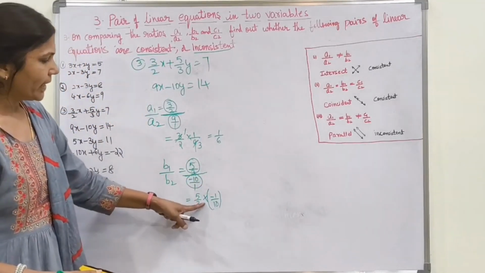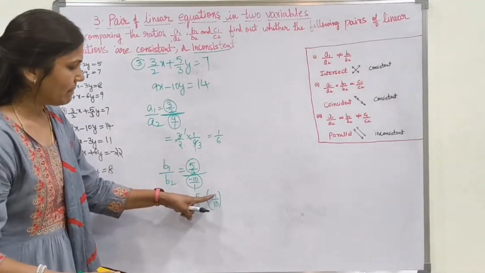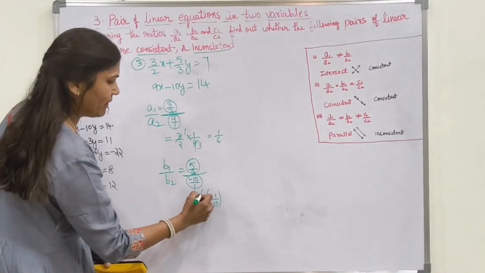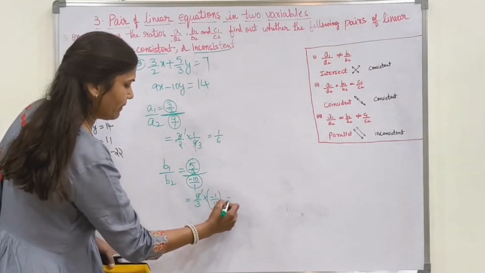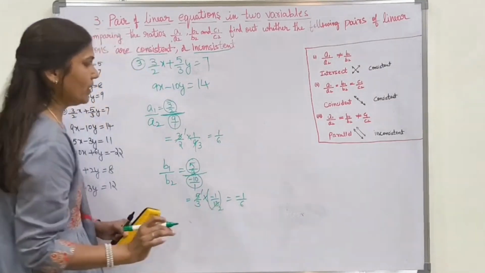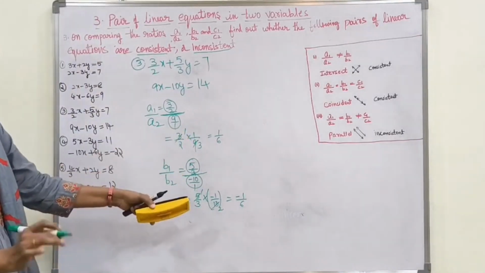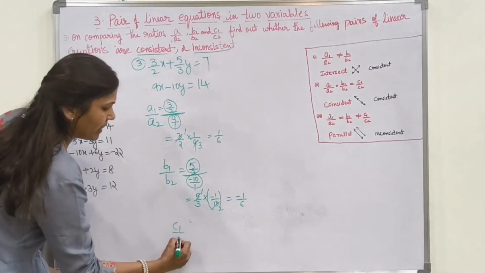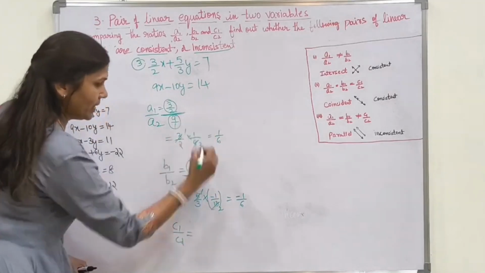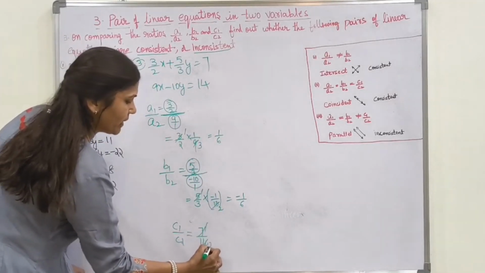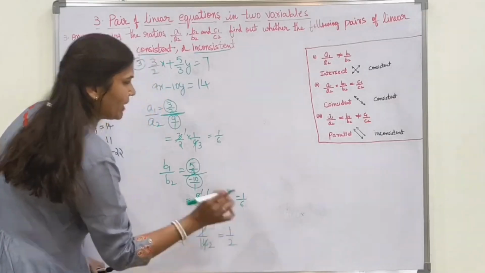So 5 by 3 into this one means what? Minus 1 by 10. Now, if any cancel is possible, then cancel. 5 1s are 5, 5 2s are 10. What remains? Minus 1 by 6. So next, this is plus 1 by 6, this is minus 1 by 6. Next we will do C1 by C2. C1 by C2 means 7 by 14. 7 1s are 7, 7 2s are 14. What is the answer? 1 by 2.